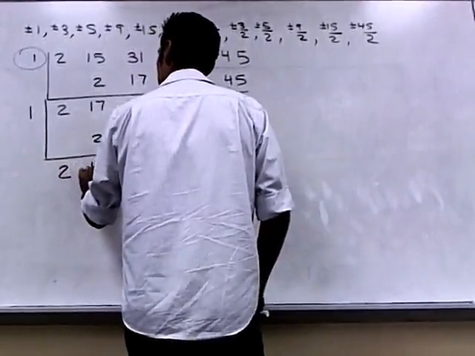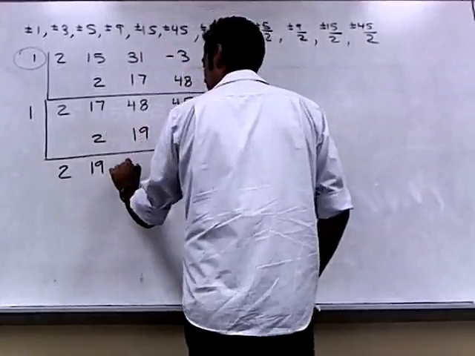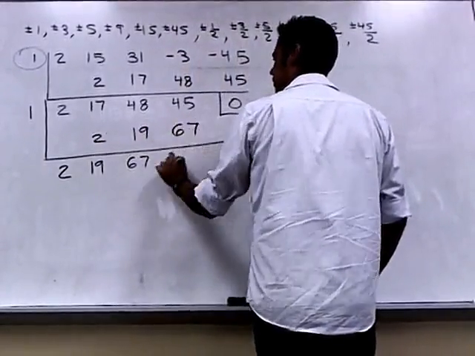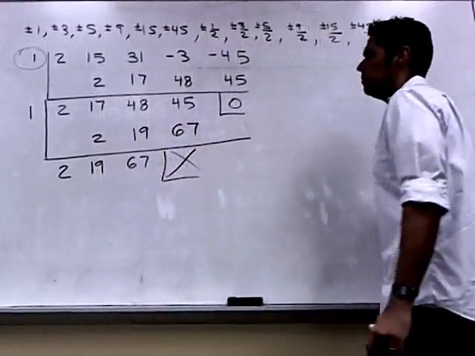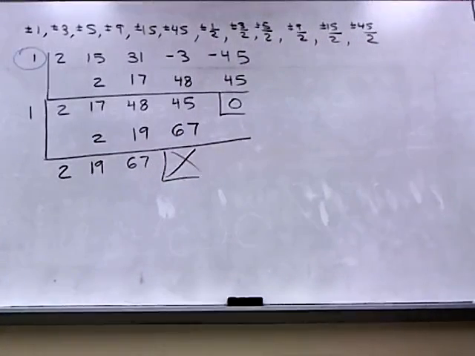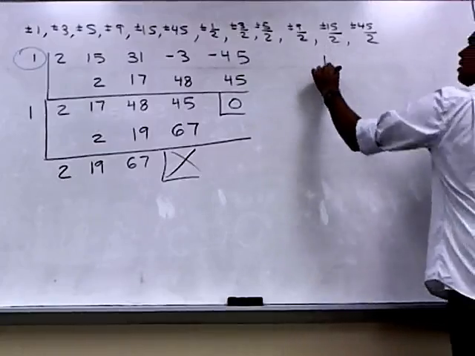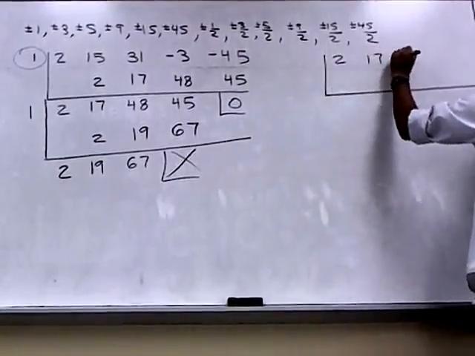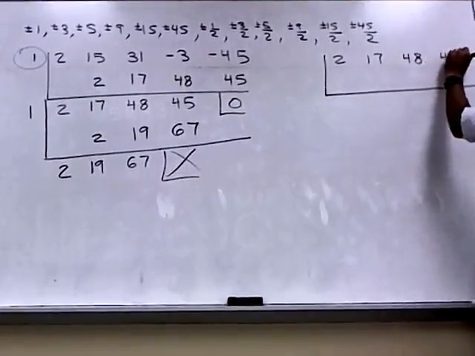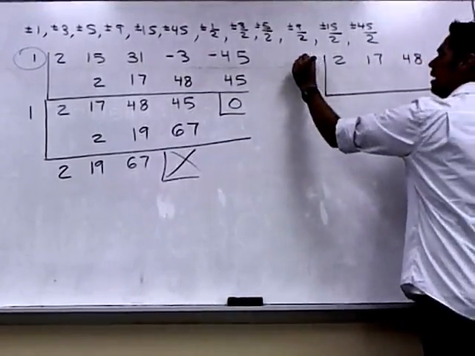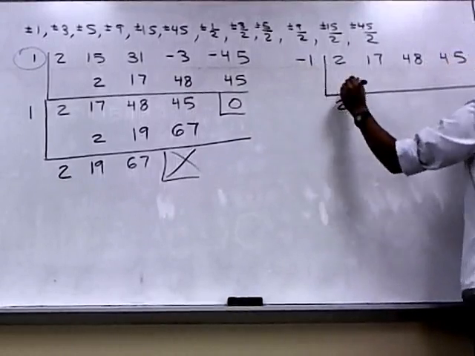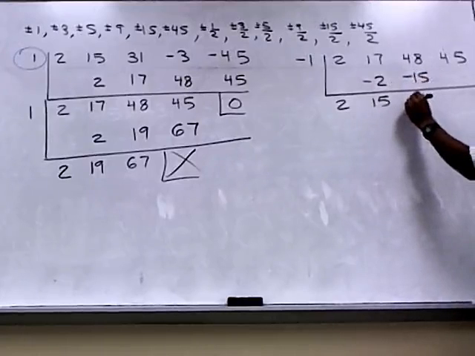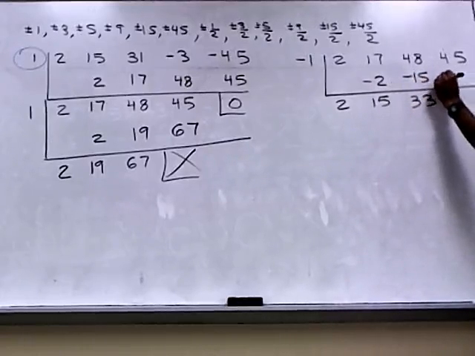2, 19, 19, what's that? 67. This isn't going to work, is it? That's not it. So then, keep on going, right? I'm working with 2, 17, 48, and 45, and I try -1 now. Are there any questions as to what I'm doing here? It doesn't look good to me here.